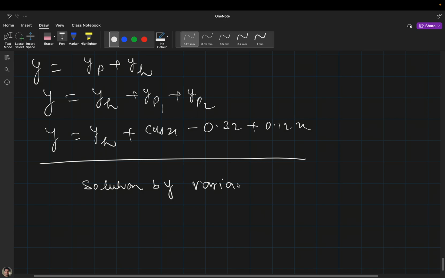Not variation principle, variation of parameter. Variation of parameter. This is another way to solve the non-homogeneous part.